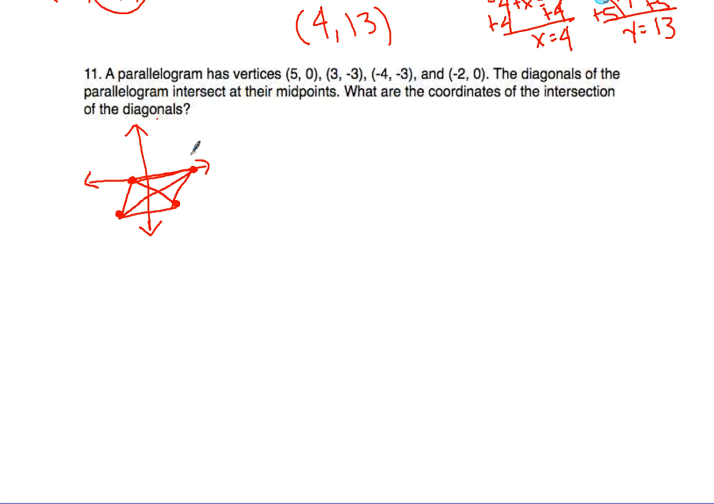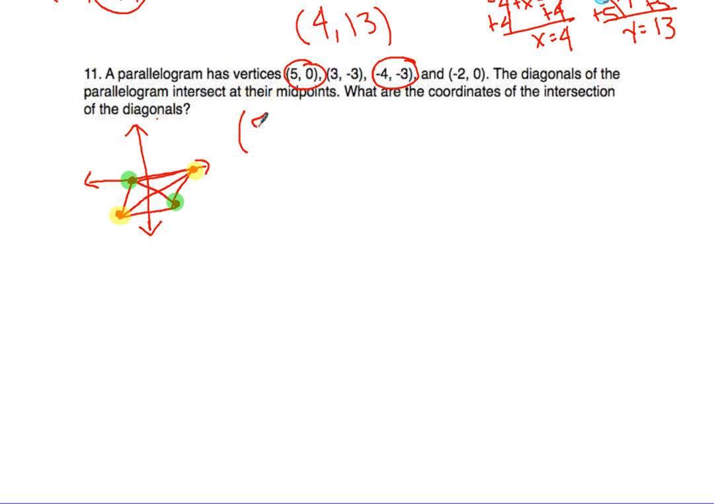So what you're going to have to do is find the midpoint of this and this, and a midpoint of this and this. And they should match up because your diagonals should intersect at the same place. So you're going to say, all right, the midpoint for the yellow ones would be (5, 0) and (-4, -3). Those would be the two that I was using at this point.